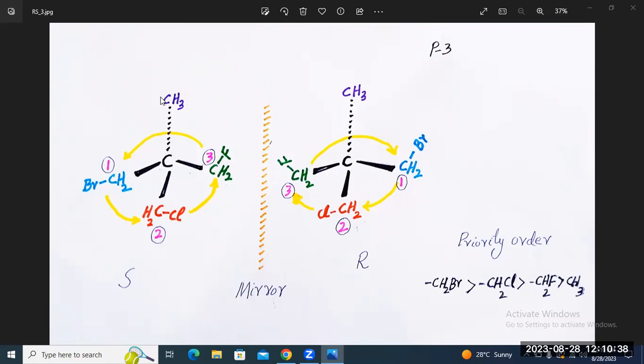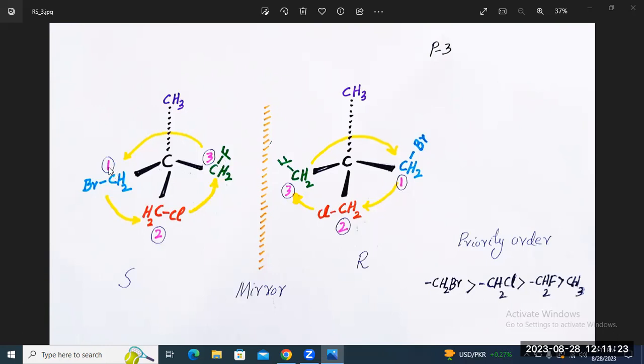CH3 is the group which has the lowest priority, and we shall consider it out of priority here. Now this group would be at the first order of precedence because it contains Br. This group, CH2Cl, would be the second order of priority because here we have Cl, and similarly this group has the fluorine and it would be at the third order of priority.